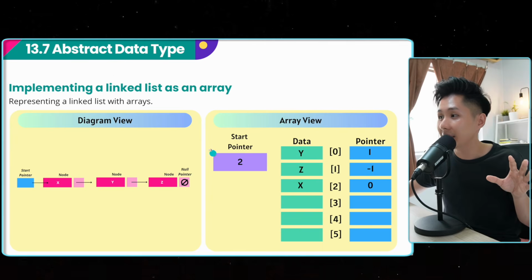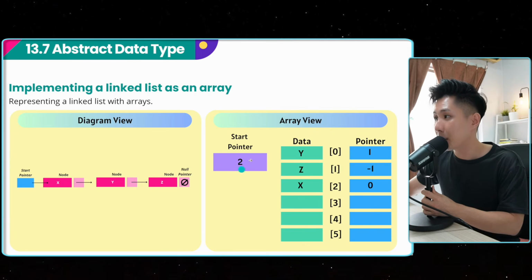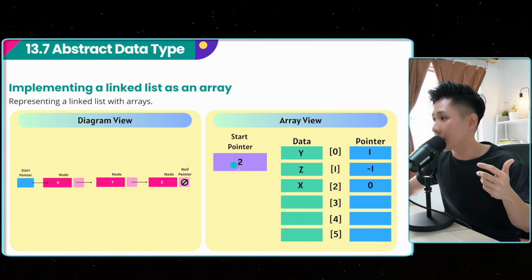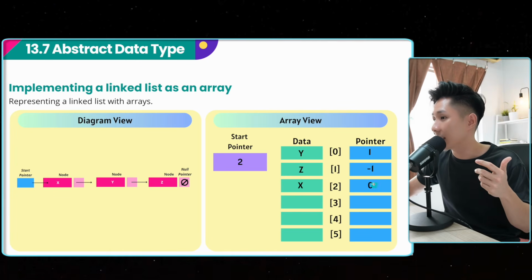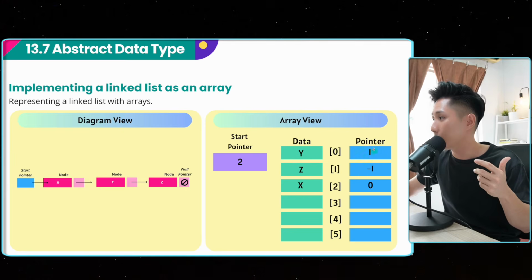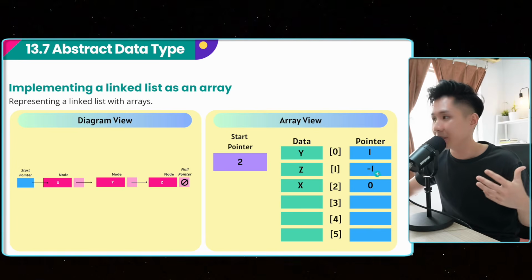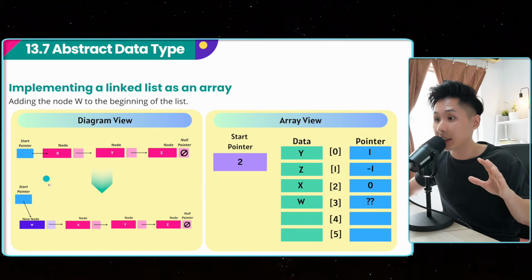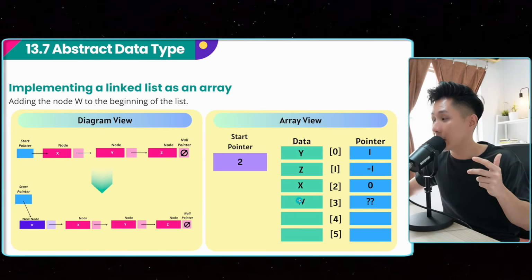Let's say this is my linked list in diagram view, and this is how it looks in array view. My start pointer will point at the first element of the linked list, which is x. This is why you can see the start pointer contains the value 2, meaning it's pointing to index 2, which is x, and x is pointing to 0, which is y, y is pointing to 1, which is z, and z is pointing to -1, which represents the null pointer. So let's say I want to add the node w to the beginning of the list, and I want you to see the only change we need to make.